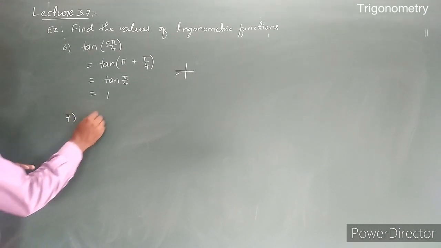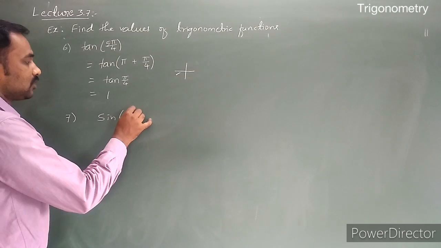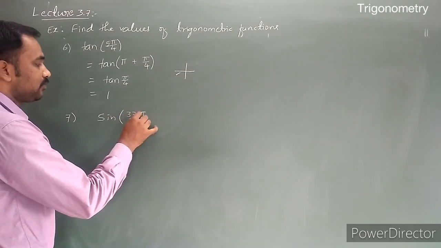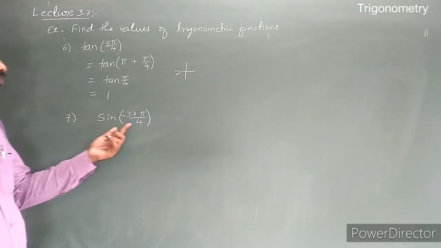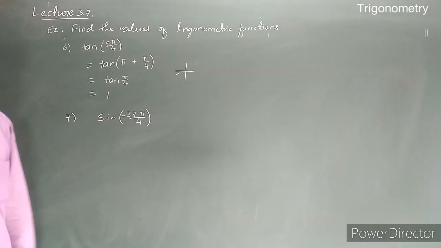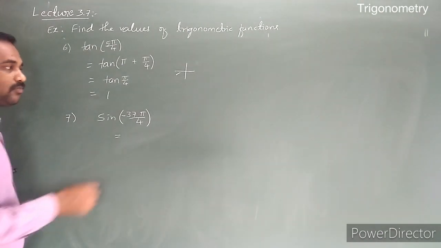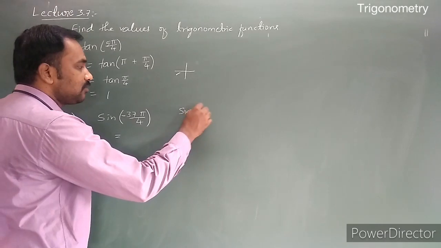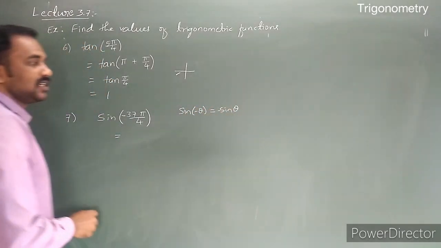Next one. Sine of minus 37 pi by 4. Pause the video and find the answer. Okay, I will just rewrite this one. Sine of minus theta. What is the sine of minus theta? Sine of minus theta is minus sine theta.